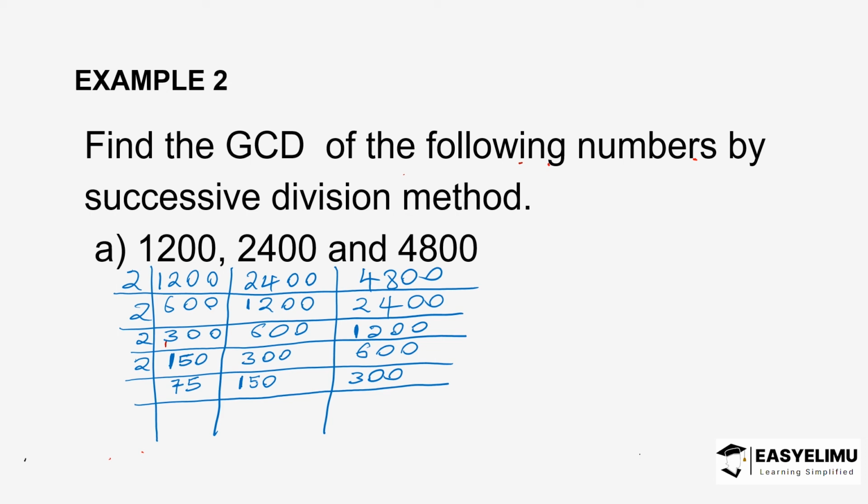So 2 is not possible. You can't divide by 2 here, because the number picked here must be a factor of all of them. So 75 here is not divisible by 2. So let's try 3. So 75 is divisible by 3 because when you add 7 to 5, that is 12, and 12 is a multiple of 3. So that is 25, that is 30, and that is 100.